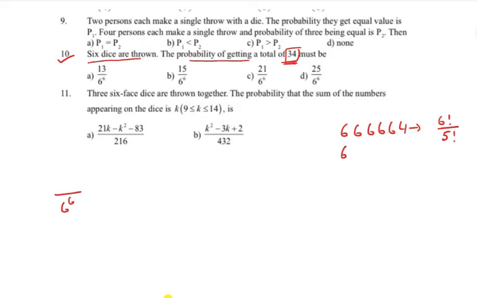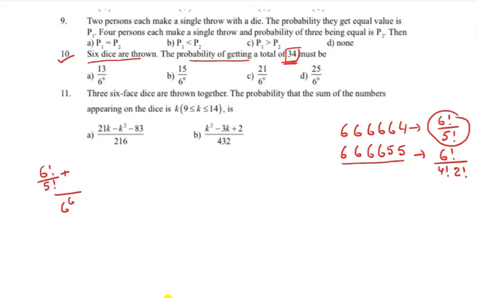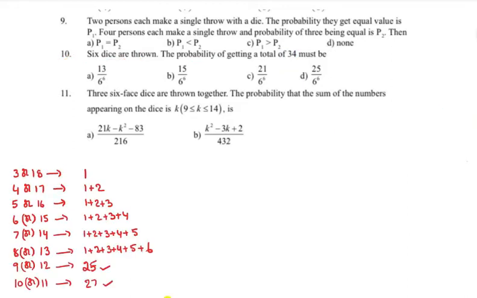The other possibility is 6, 6, 6, 6, 5, 5. In this case also you can check the sum, you will get 34. Now they can be arranged in 6 factorial divided by 4 factorial into 2 factorial. So these two sums are the favorable cases, that's why I can write 6 factorial divided by 5 factorial plus 6 factorial divided by 4 factorial into 2 factorial. Those are the favorable cases, so you will get the required answer.